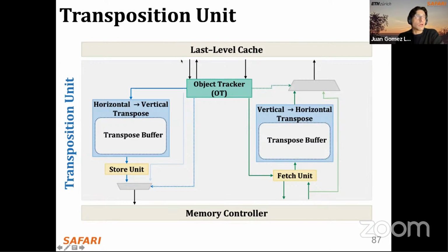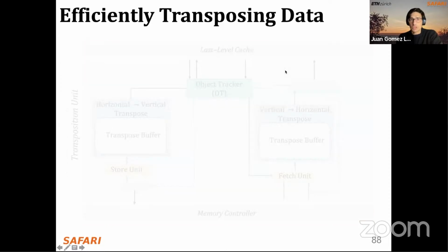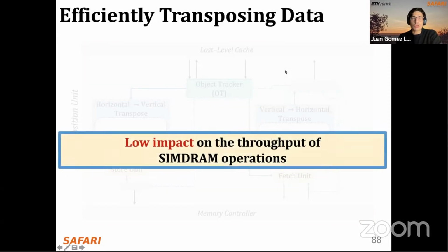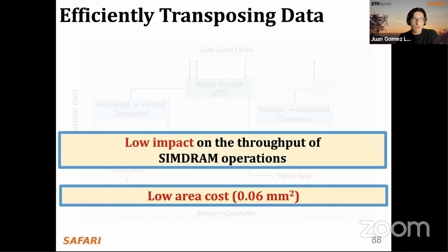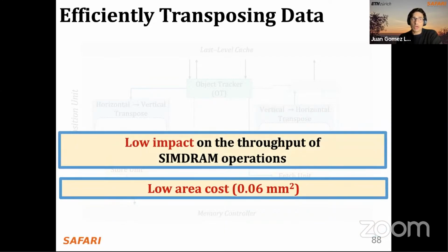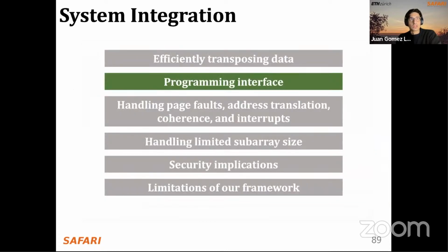So here we have horizontal layout, here we have vertical layout. The transposition unit moves data from the horizontal to vertical layout in this part here, and from the vertical to the horizontal layout in this side here. And this transposition unit has relatively low area cost and also low impact on the throughput of the SIMDRAM operations. You can find more details in the paper.